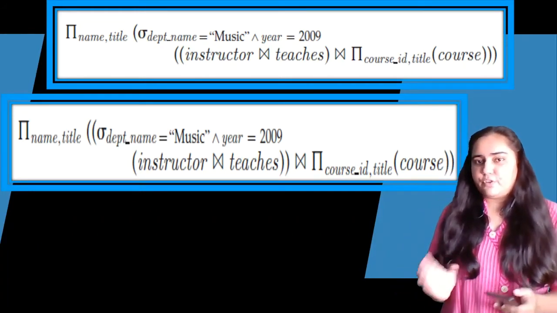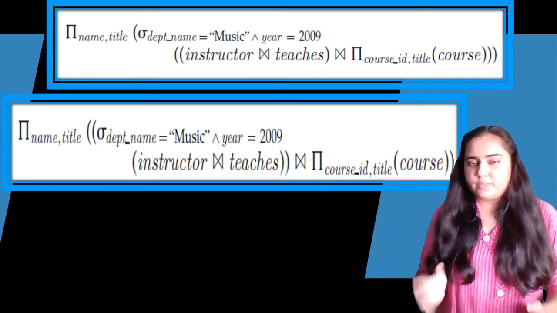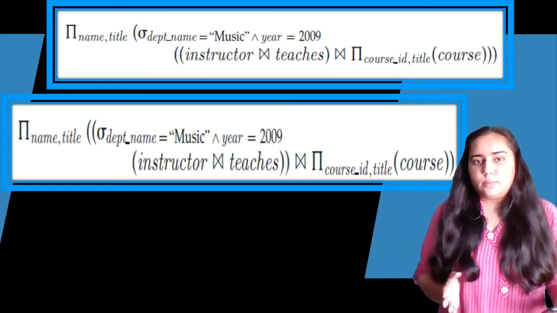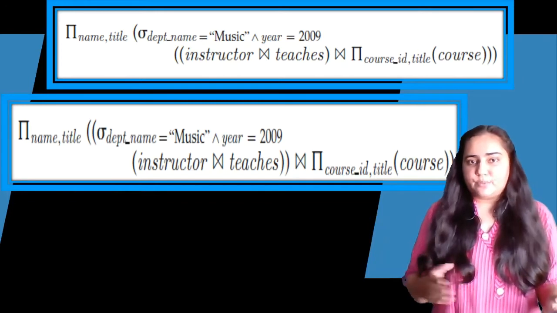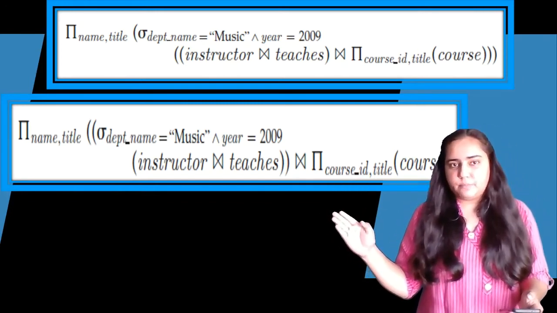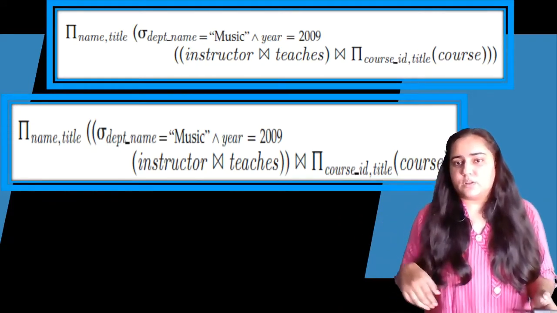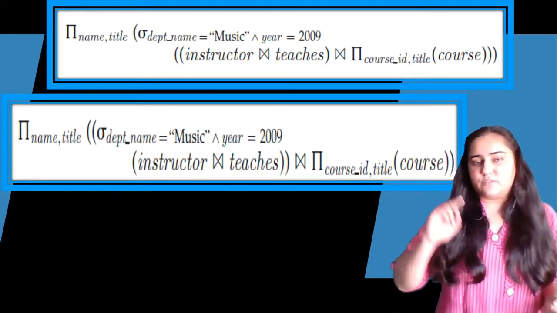First of all, from course, I have taken out course ID and title. That remains as it is. But then you notice that there's a bracket. There are 2 brackets after teachers, right? There are 2 brackets after teachers. And there are 2 brackets before the sigma condition, which was not there earlier. Before sigma, there was only 1 bracket.